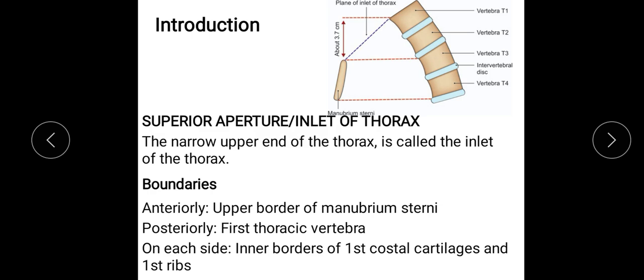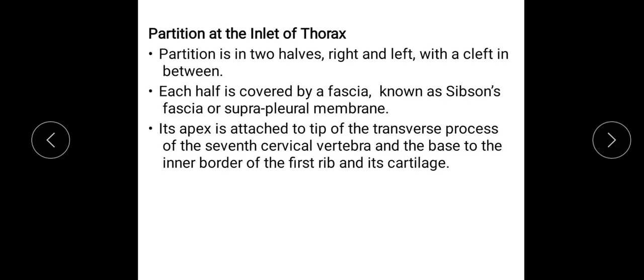Then the boundaries. Anteriorly, the superior aperture is formed by the superior border or upper border of manubrium sternum, posteriorly by the first thoracic vertebra. This is the lateral view. This forms the anterior and posterior boundary of the inlet of thorax. On each side, the inlet is formed by the inner borders of the first costal cartilage and first rib on both the sides.